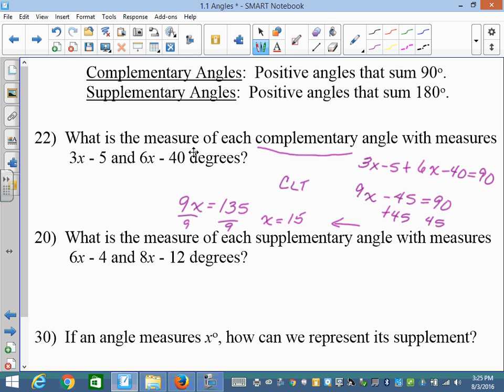Now this is where I'm going to point out, it says, what is the measure of each complementary angle? So they don't want to know what x is. They want to know the measure of each of these angles. So please don't forget to go back and double check.